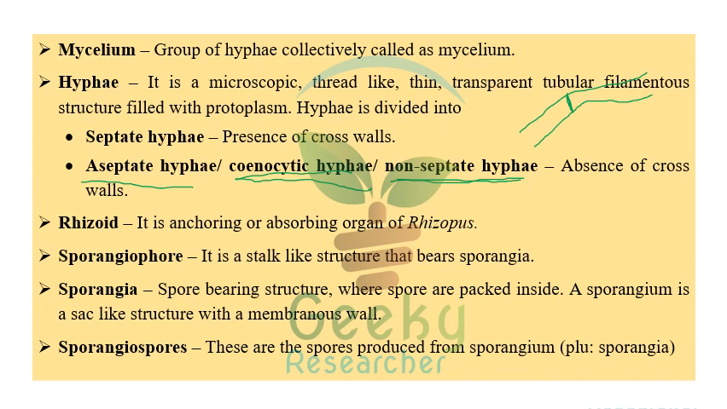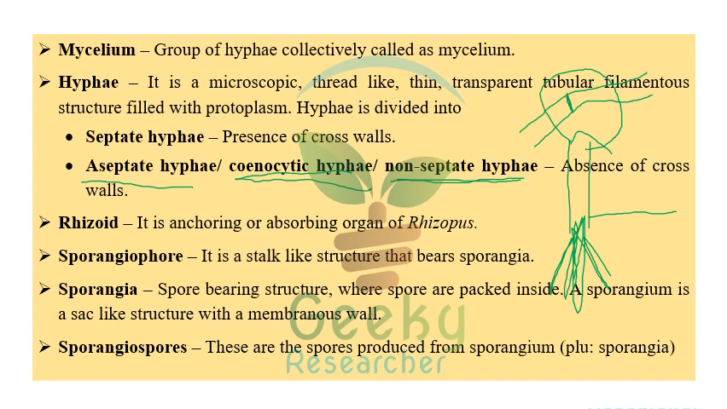Rhizoids mean the anchoring organ of Rhizopus. We will discuss this in detail. Imagine it is a Rhizopus. In Rhizopus, the anchoring organ is called the rhizoid.